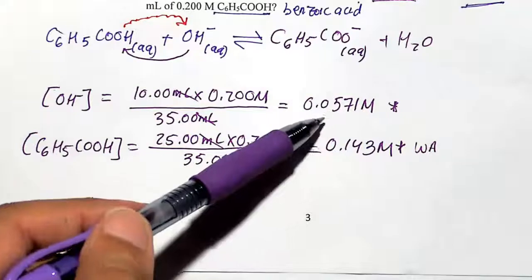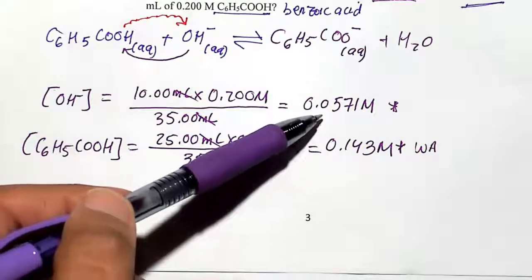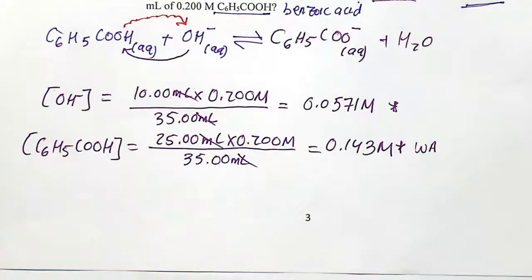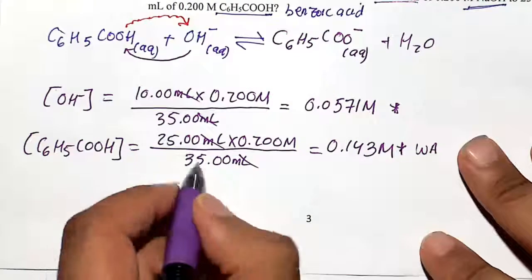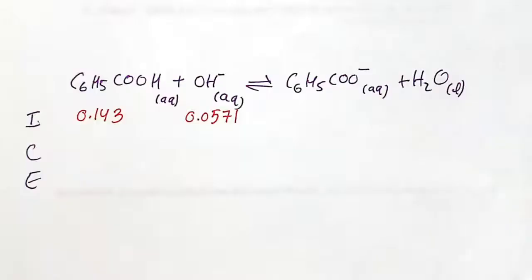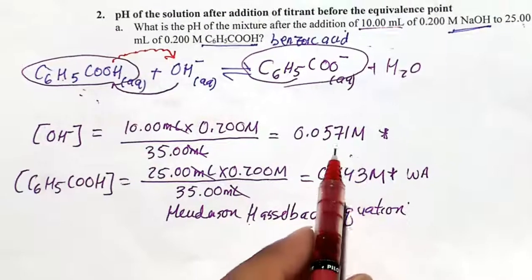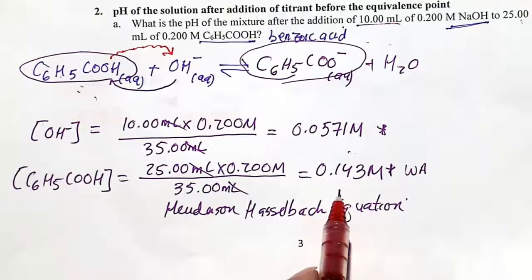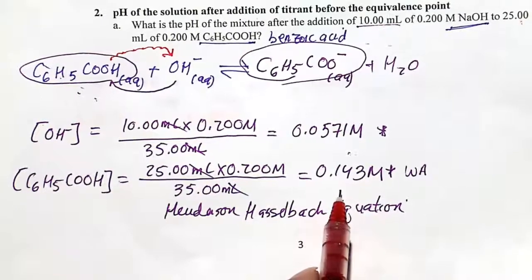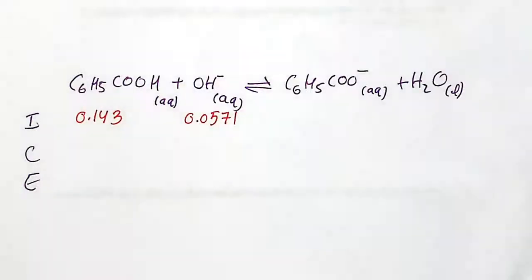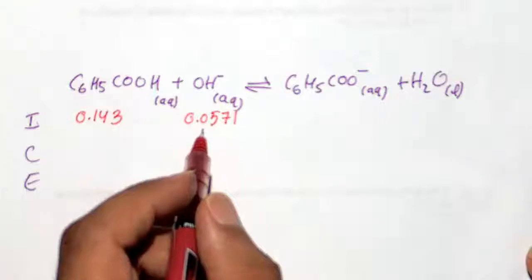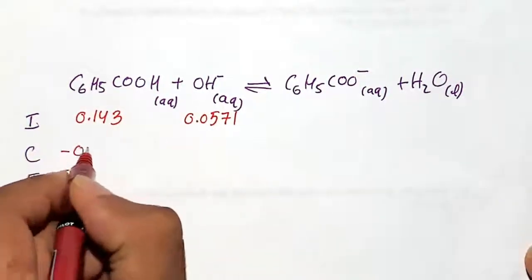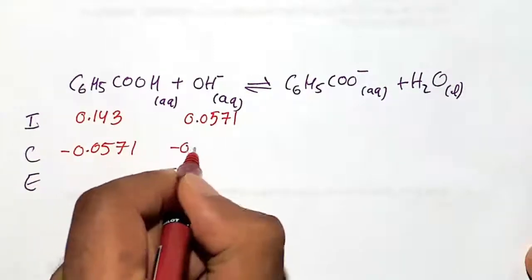Can we do straight up that all of the hydroxide, 0.0571, will react with 0.0571 of the weak acid? We can do that, but I'd like to show you another way. Let's do this reaction using the Henderson-Hasselbalch equation. For our conditions, we calculated the final concentration of OH minus is 0.0571, and we calculated the final concentration of benzoic acid is 0.143. Into our ice table, as we stated before, all of the strong base gets eaten up because it's a strong base. We'd expect none of that to remain.